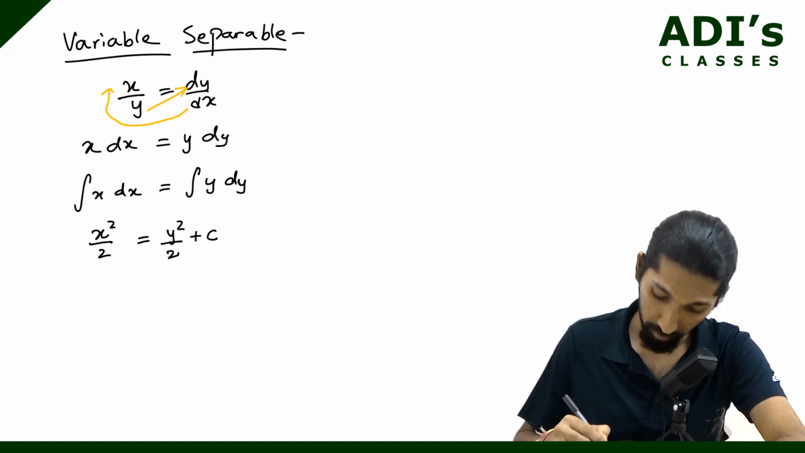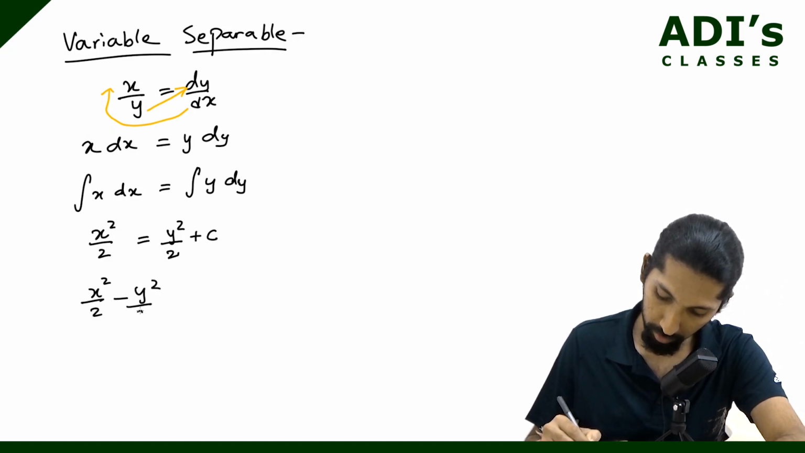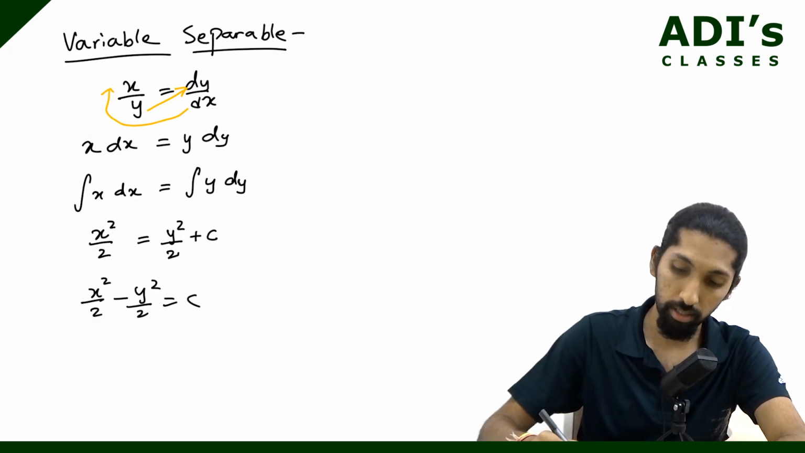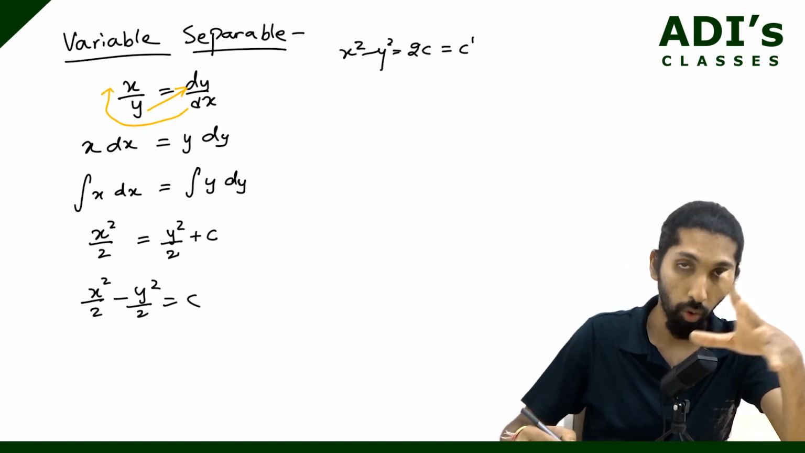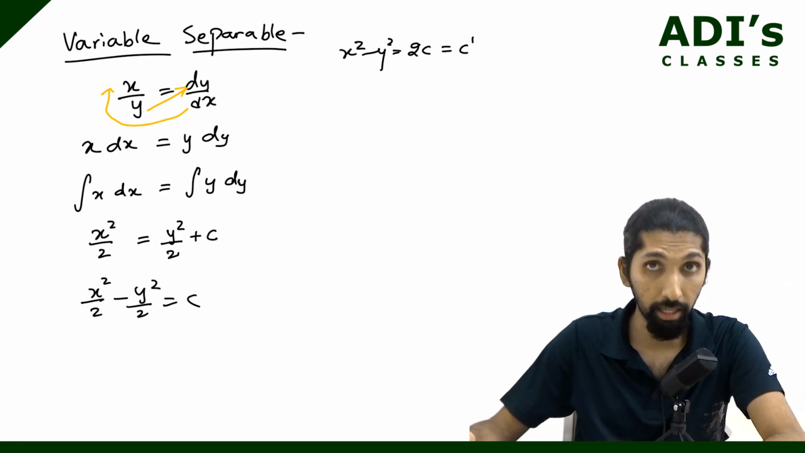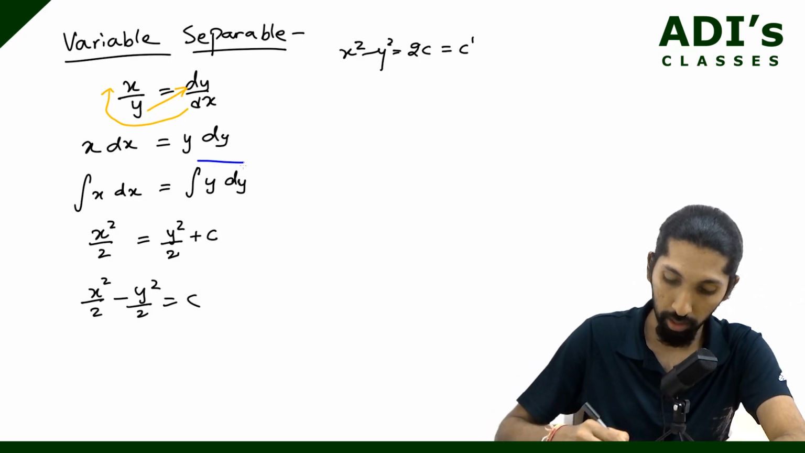x square by 2 equals y square by 2 plus c, correct? Or x square by 2 minus y square by 2 is c. Or you can just write it as x square minus y square is equal to 2c, which is c dash. Anyway, the whole point of this example that I gave is just to understand this one.